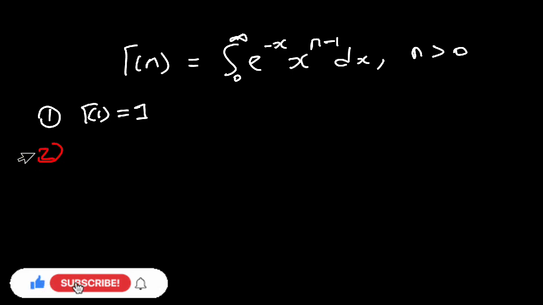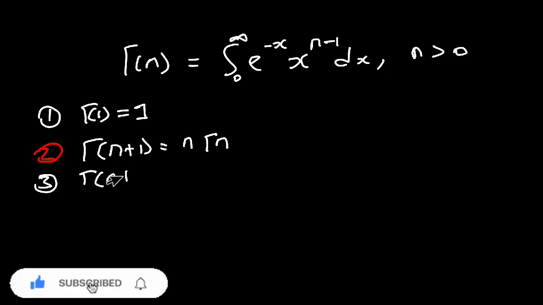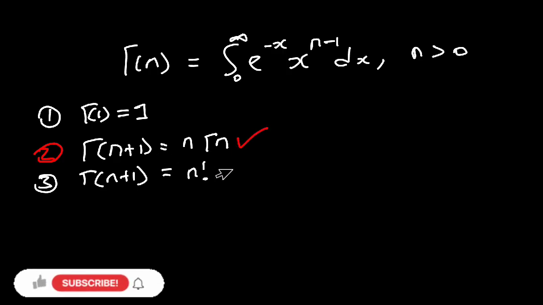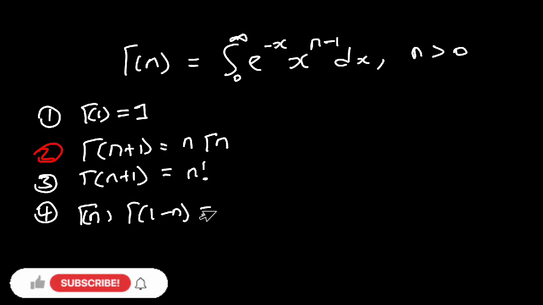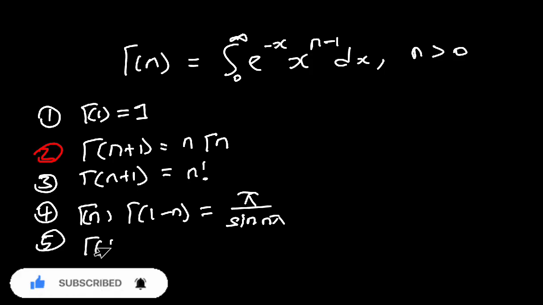So the second property is gamma n plus 1 is equal to n gamma n. The third one is gamma n plus 1 is also equal to n factorial. You're going to use the first formula when n is a fraction, and the factorial formula when n is an integer. The fourth property states that gamma n multiplied by gamma 1 minus n is equal to pi divided by sine n pi. The fifth one is that gamma half is equal to the square root of pi.